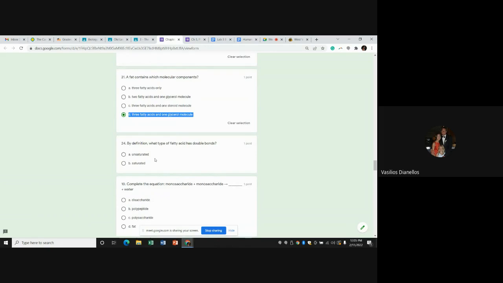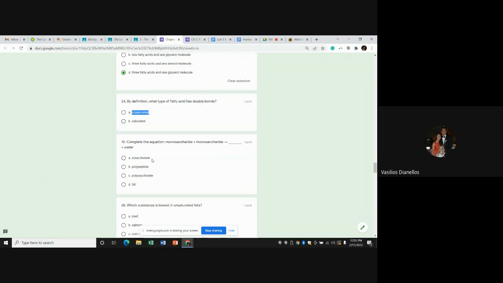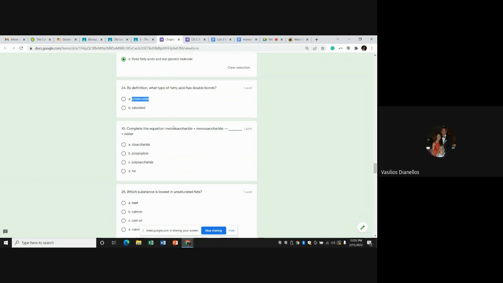By definition, what type of fatty acid has a double bond? It would have to be unsaturated, right? Because if it was saturated, all the carbons would be bonded to as many hydrogens as they could. But if there's a double bond, that means there's at least one carbon double bonded to another carbon, and that's 2 hydrogens that are not there that could have been. So again, by definition, what type of fatty acid has double bonds? Unsaturated.